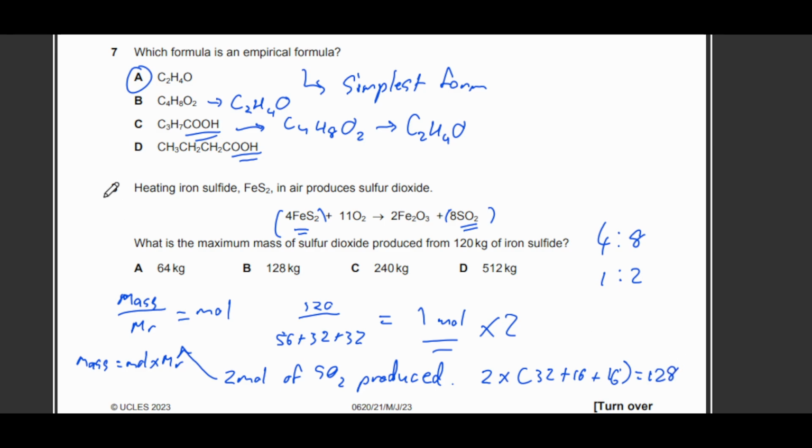Okay. So this one, you just need to know how to use this formula to find the ratio. And you need to remember this sort of formula as well. Okay.